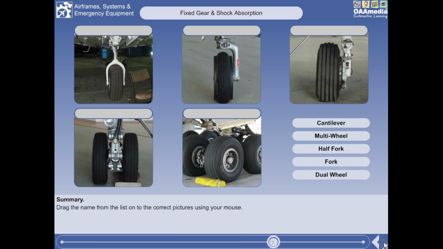Finally, remember the methods commonly used for connecting wheels to the landing gear legs. You can test yourself on this by dragging the names from the list onto the correct pictures using your mouse.